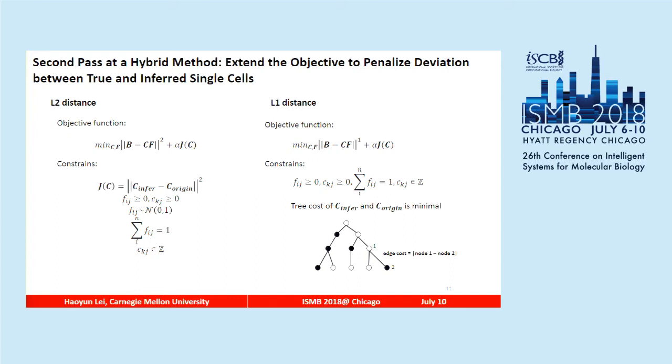For example, the circles here represent the single-cell data we don't know, and we try to infer the five filled dots, which represent the single-cell data, and we keep the cost of the tree minimal.